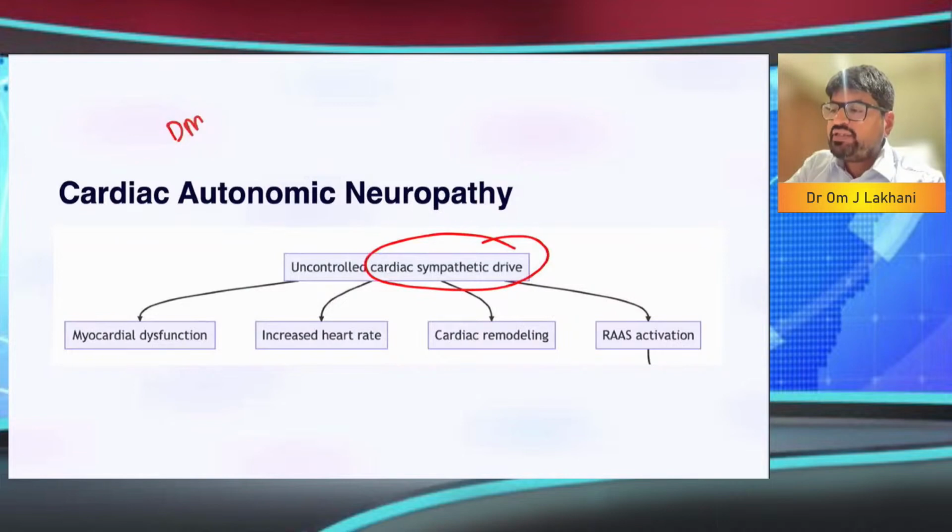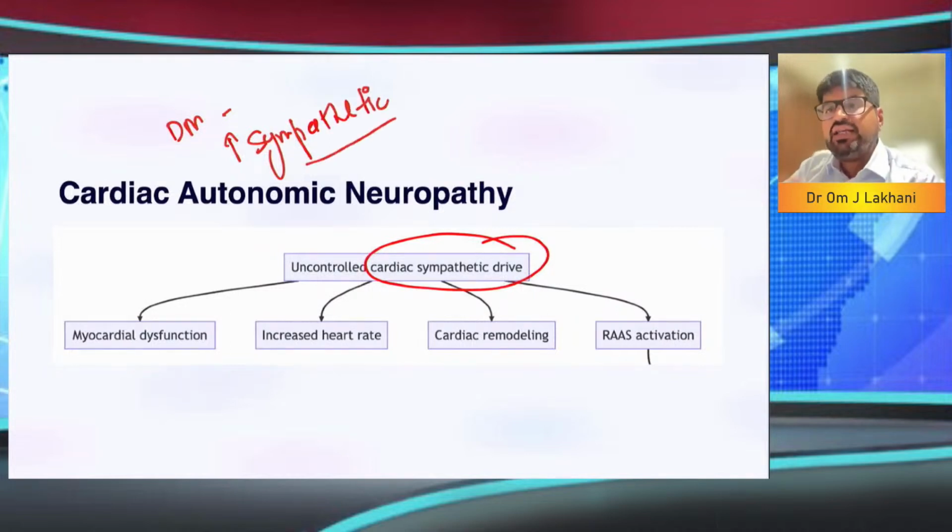Diabetic patients, remember this rule of thumb, tend to have increased sympathetic stimulation or sympathetic drive. Now, we don't exactly know why. Perhaps it is a part of the spectrum of autonomic neuropathy, but this is a very well-known fact. In fact, at baseline, your diabetic patient will have a higher heart rate than a non-diabetic patient. So that's something important to understand.